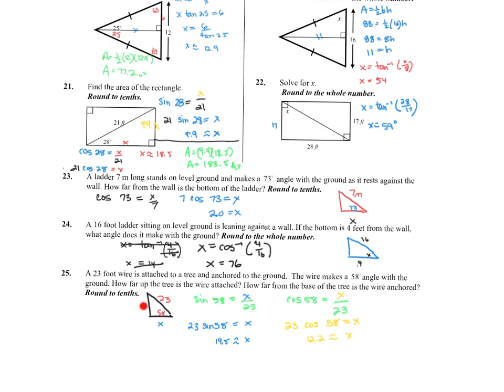And then if we're looking at this, we are looking at the opposite and the hypotenuse, and that is going to be the sine. And when we cross multiply, that's going in our calculator, and that is our answer.